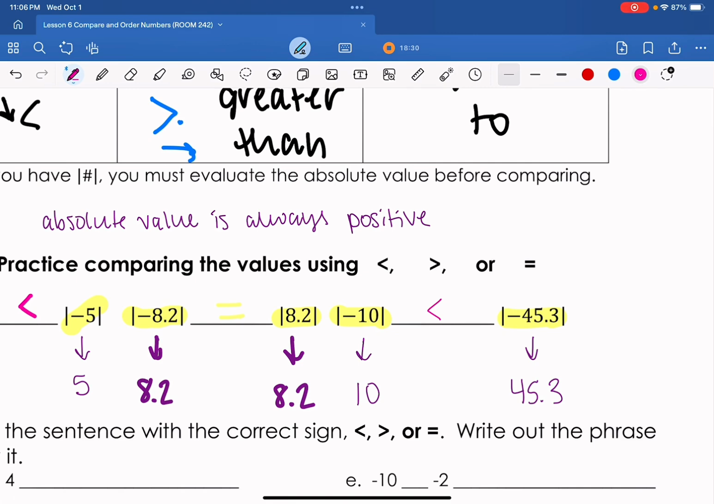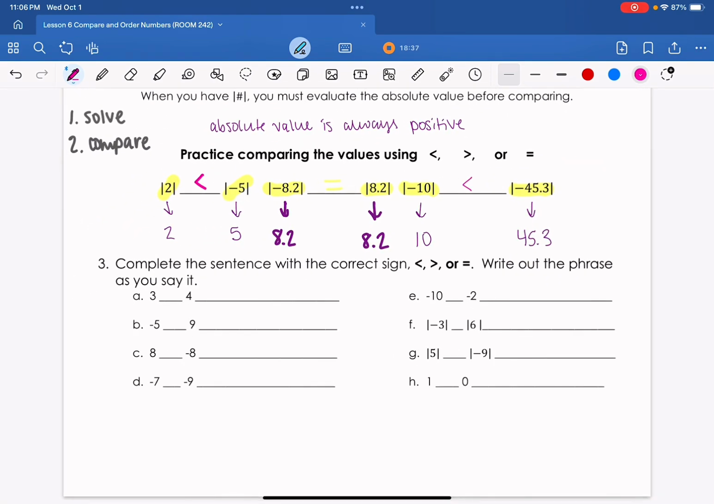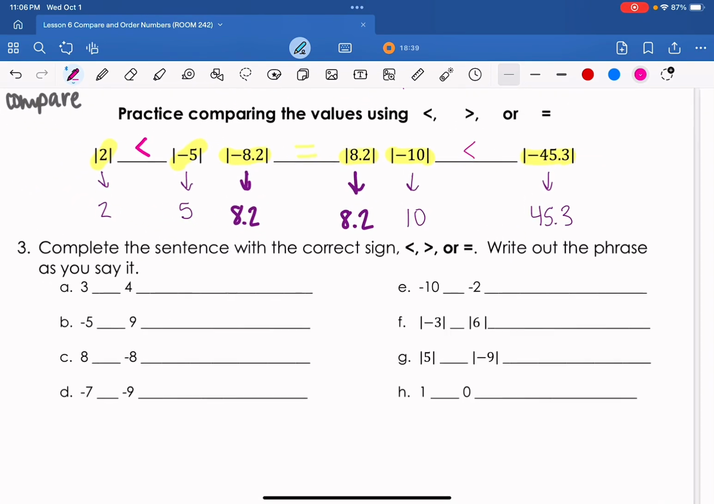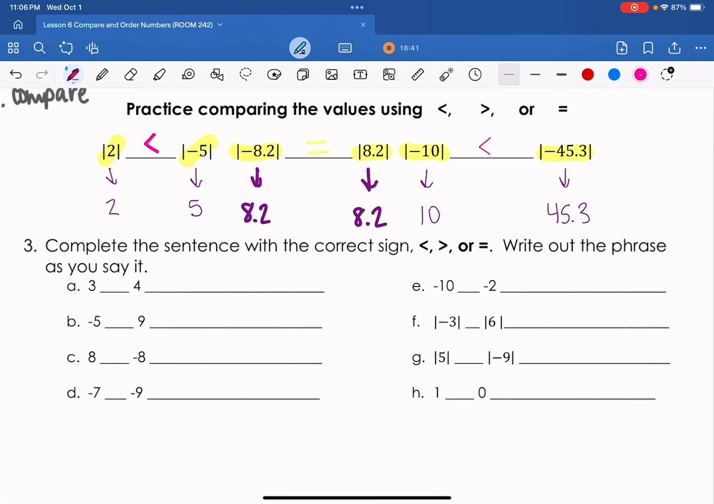Let's practice them together. We're going to practice how to say it in words. And this will be the last part that we are going to do today. And then we will get part 2 of these notes after this. So this says that we are going to write a complete sentence with either less than, greater than, or equal to. And then we need to write out how you would say it out loud.